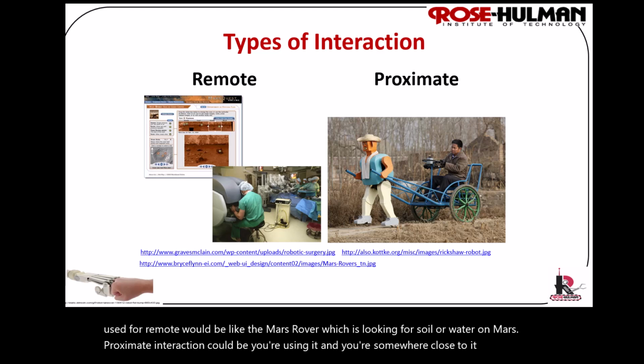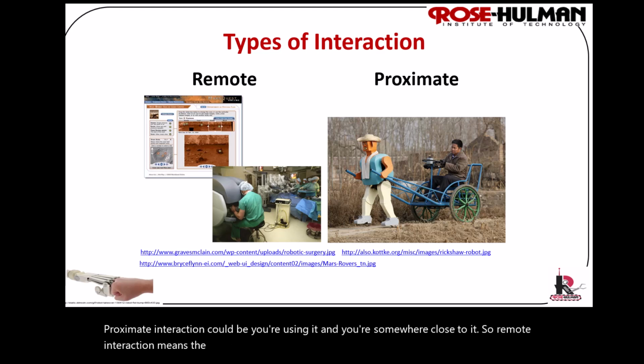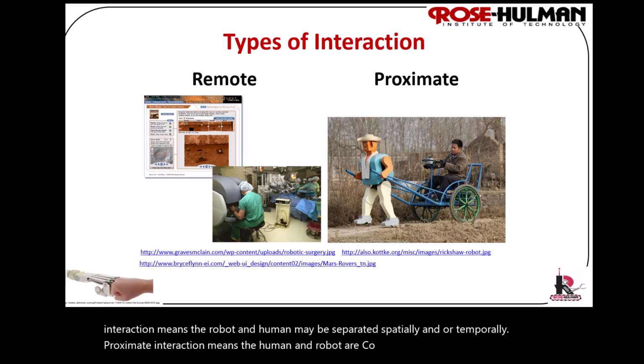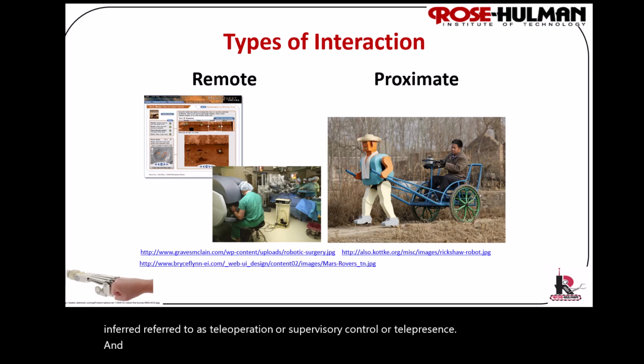Remote interaction means the robot and human may be separated spatially and/or temporally. Proximate interaction means the human and robot are co-located. Remote interaction is referred to as teleoperation, supervisory control, or telepresence. And remote interaction with a manipulator is telemanipulation. Social interaction includes social, emotive, and cognitive aspects of interaction.